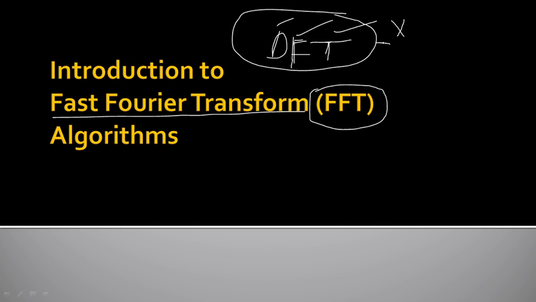So we have to move toward the fast Fourier transform. The motive of the DFT and the FFT is the same. We obtain the same result with the FFT as with the DFT. But the time and the multiplication and addition operations required are more for the DFT.